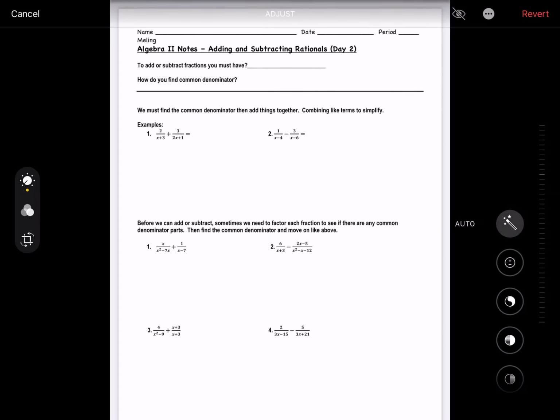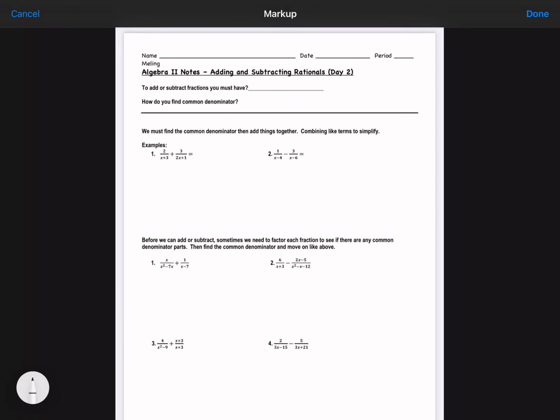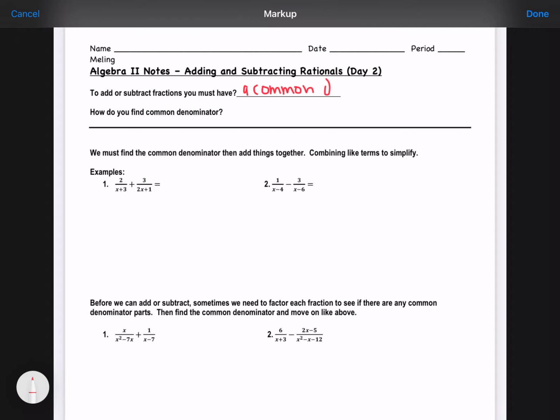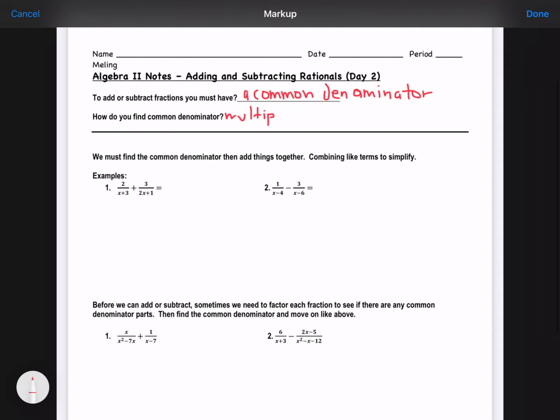When we add or subtract fractions, we always have to have a common denominator. So a common denominator is needed. And how do you find one? You have to multiply denominators together or find the LCM.